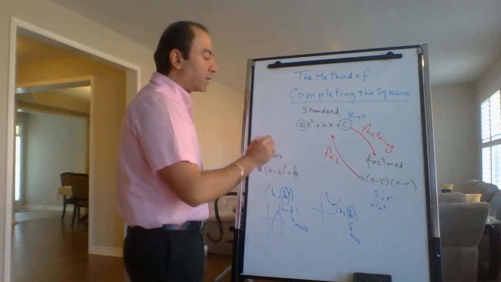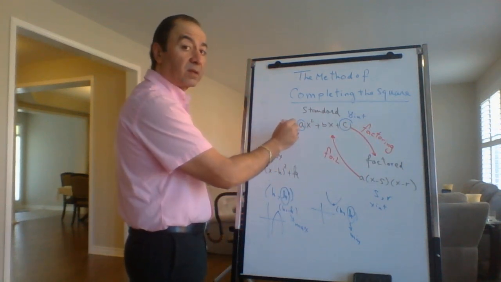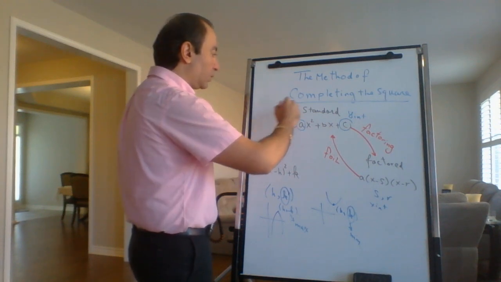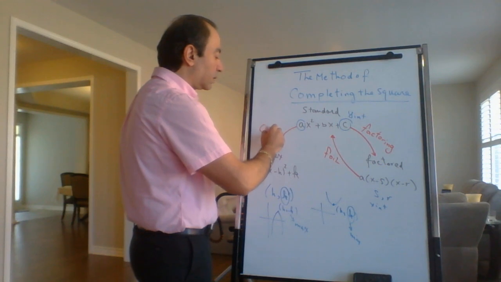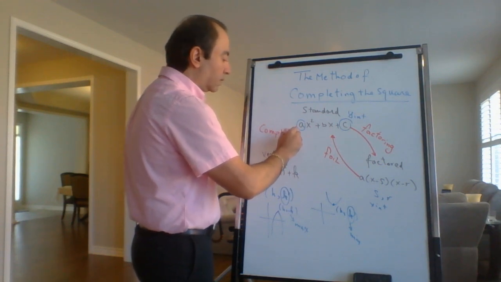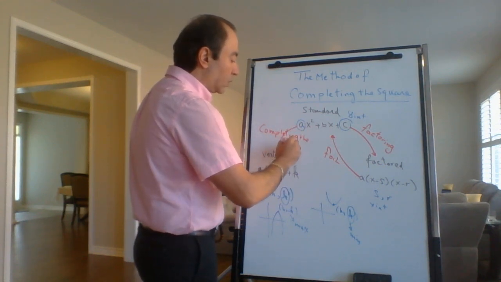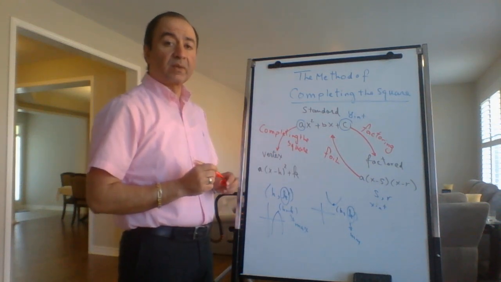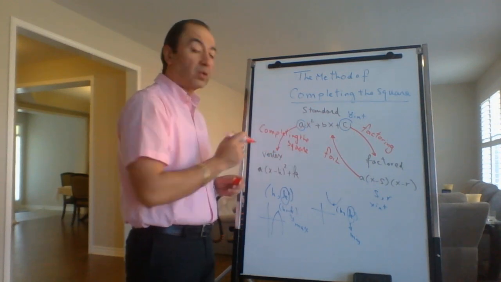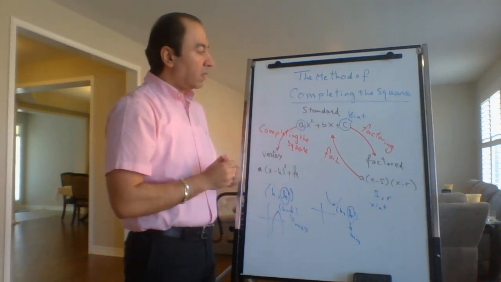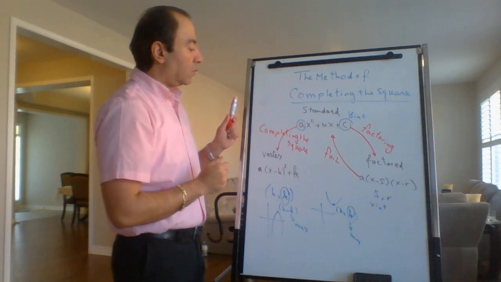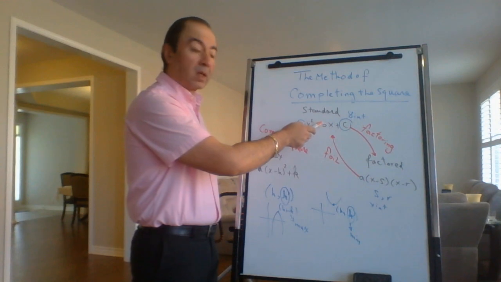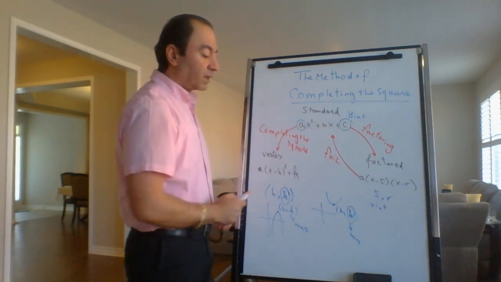Now we want to learn how to go from standard to vertex form, and the method that we use today is completing the square. Completing the square is the method we use to switch from standard form to vertex form. This is when we use completing the square.